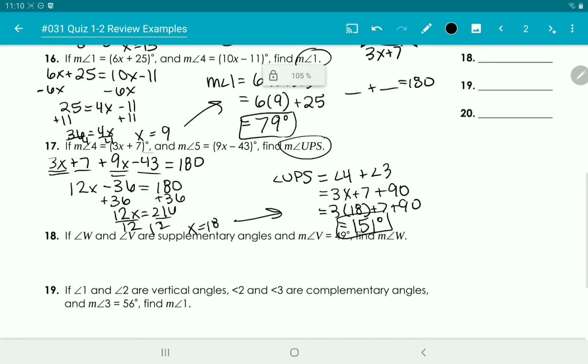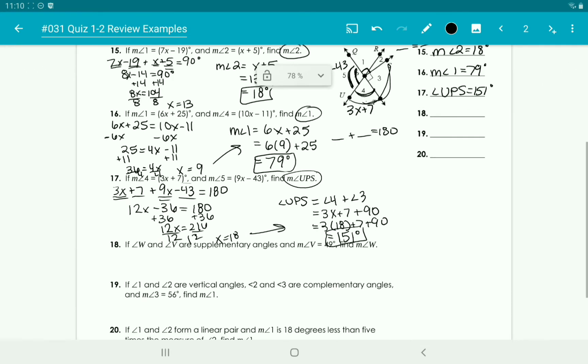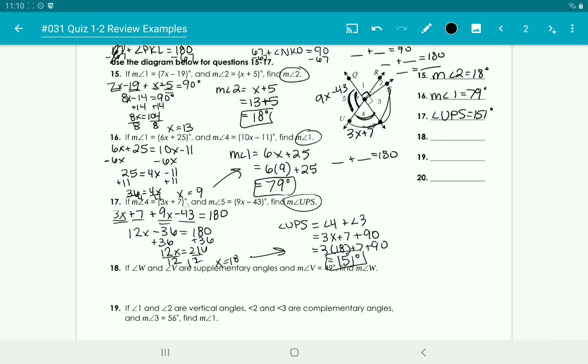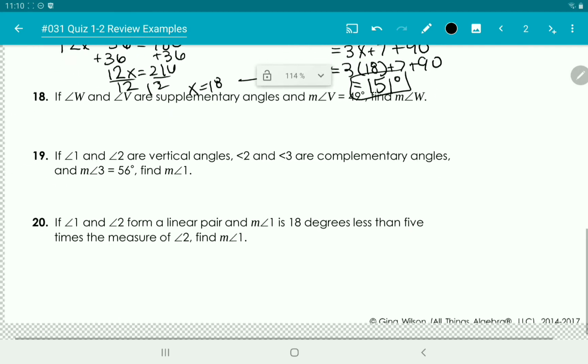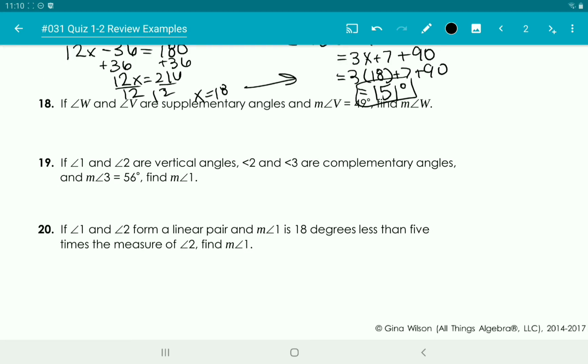Okay, I'm going to zoom out a little bit so we can see this a little better. So now if we look at number 18, we can erase what we've got on here so far other than our right angles, because those are still true. 18 says if V and W are supplementary angles.